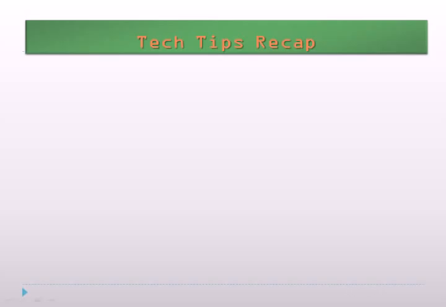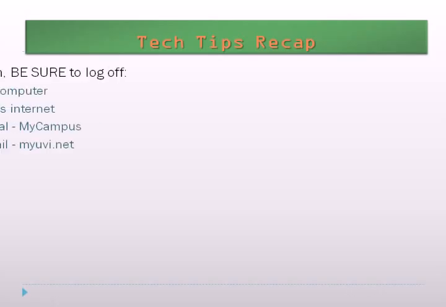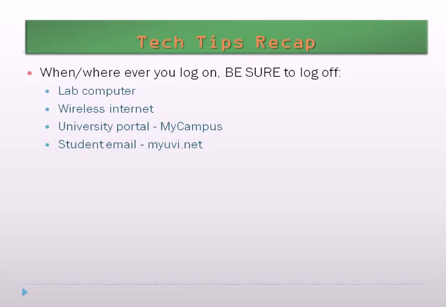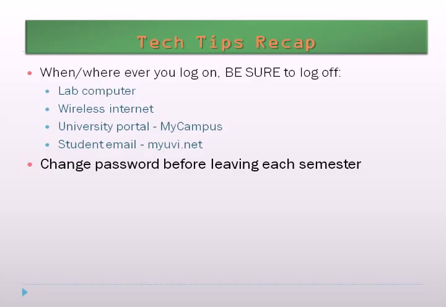Now, let's take a moment to review some important technology tips. Anytime you have to log on to a university area, remember to log off. This is for the security of your academic and personal information on lab computers, using campus Wi-Fi, while you're in My Campus or in your UVI email account. Before you go on break every semester, change your password in My Campus. Network passwords expire every 120 days, so if that happens while you are on break, you will not be able to log into any UVI resources until you return to campus.